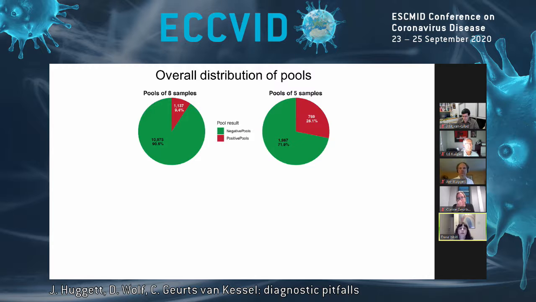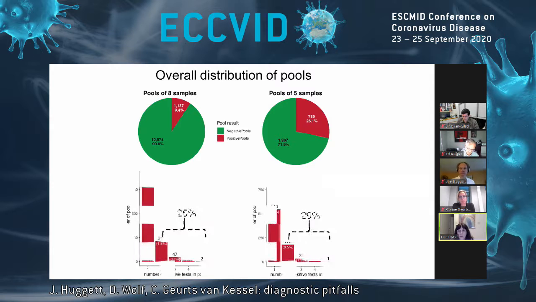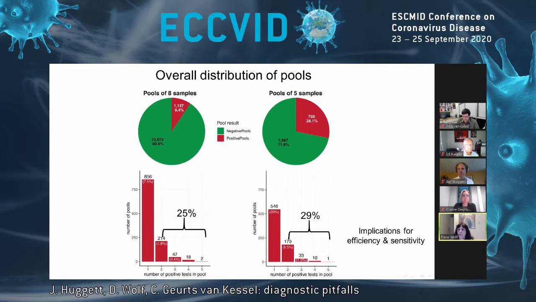So overall, this is the distribution of our pools. You can see the pools of 8 samples, pools of 5 samples. The majority of the pools remained negative despite the changing prevalence. What you can also see is that drilling into the positive pools, while the majority of them contained only 1 positive sample, a significant proportion, a quarter to a third of the positive pools, contained 2 or more positive samples. And why am I telling you this? Because this may have implications not only towards the efficiency of pooling, but also towards the sensitivity of pooling.